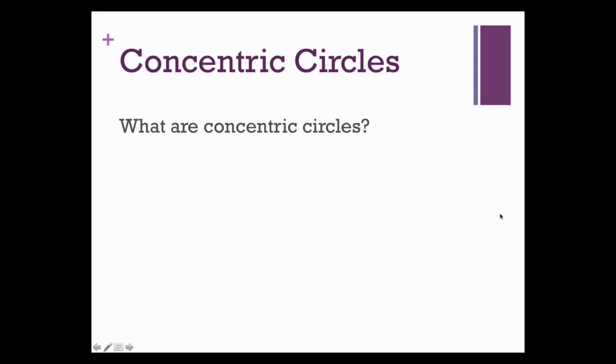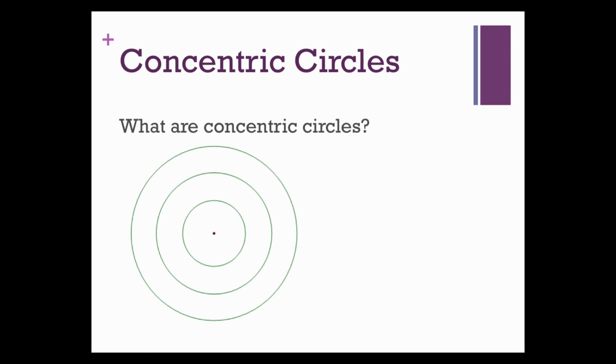What are concentric circles, Tyler? I have no idea. Let's break the word down. What's con mean? Together. What's centric mean? Center. Good. So what are concentric circles? Circles that share the same center. Perfect. Like a bullseye. Circles that have the same center or common center.